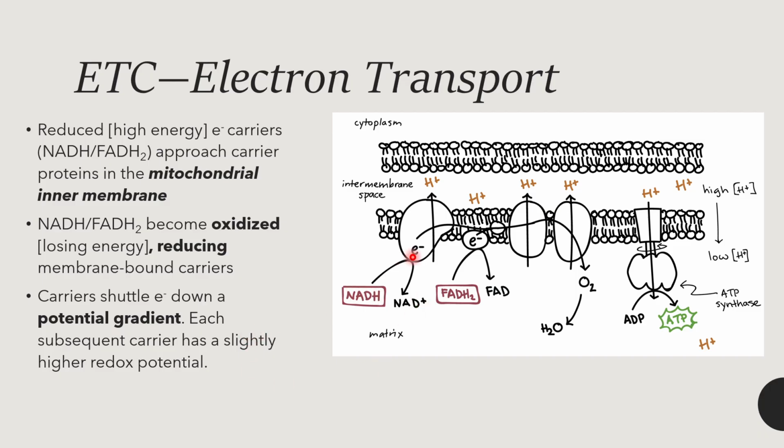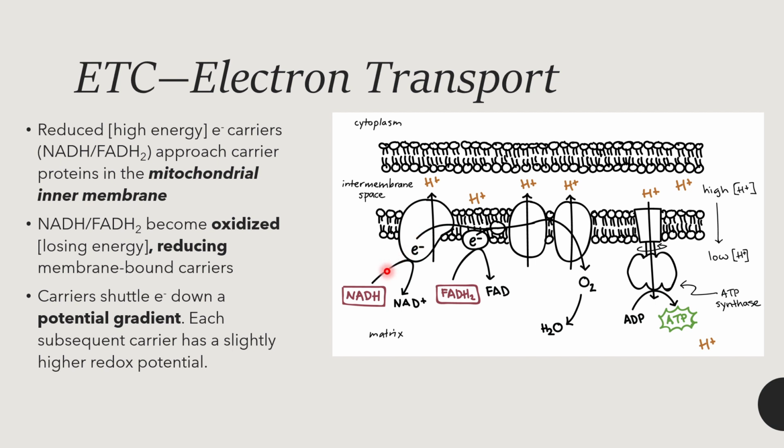But we're thinking about this electron here. So this electron gets transferred to this carrier. This carrier here has a slightly higher affinity for the electron than this carrier does. So this carrier transfers it here. This carrier is going to transfer it here, and so on, because each of these subsequent carriers wants the electron just a little bit more than the carrier ahead of it.